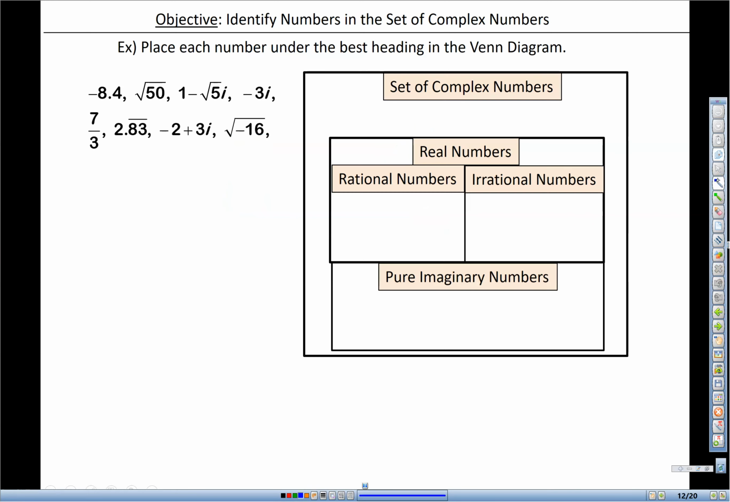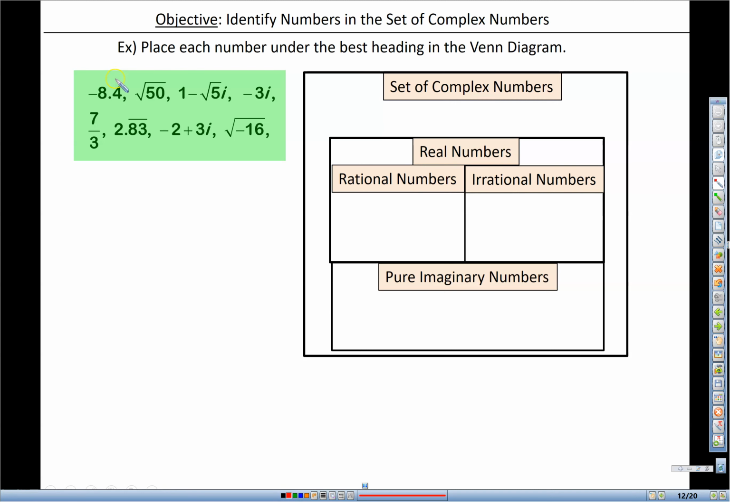All right, another type of skill we're going to develop is being able to take a set of numbers and correctly classify each of them to their best possible place in a Venn diagram within the set of complex numbers. Some numbers are complex numbers, but they don't belong in either of the two main subsets, such as real numbers or pure imaginary numbers. And within the set of real numbers, we also have two main subsets of rational numbers and irrational numbers. So if we have a real number, we have to figure out which of its subsets it belongs in.